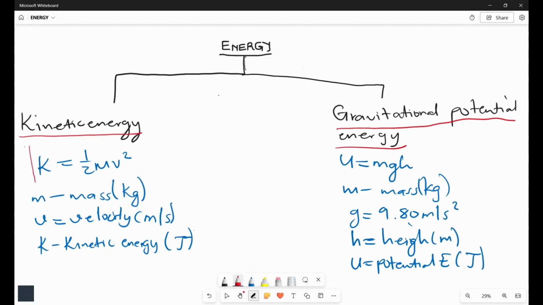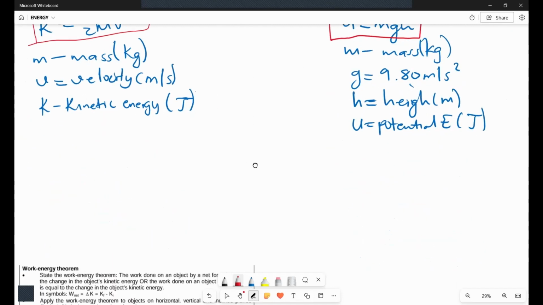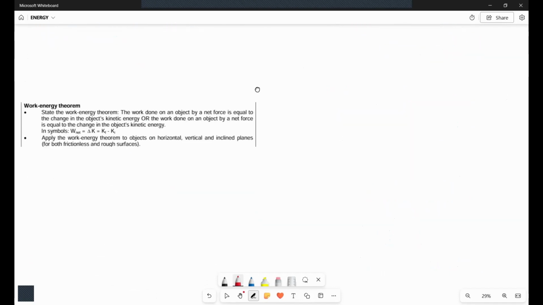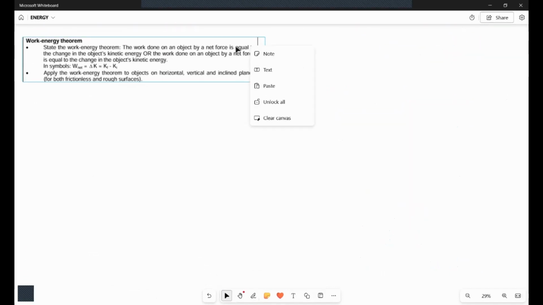We are going to use them a lot when we go to conservation of mechanical energy, as well as work done by non-conservative force, as well as work energy theorem. All right. With that being given, let's come here.